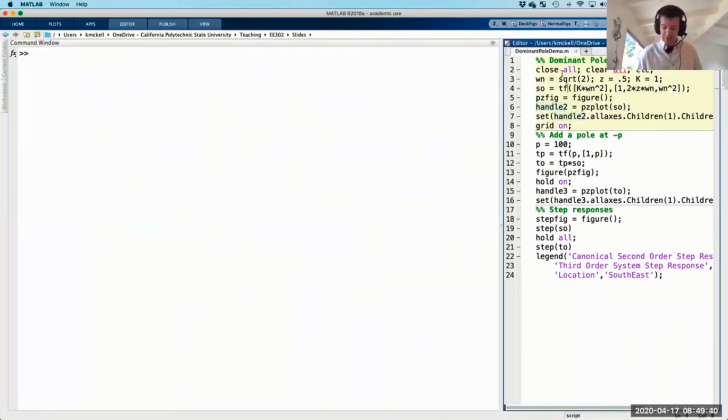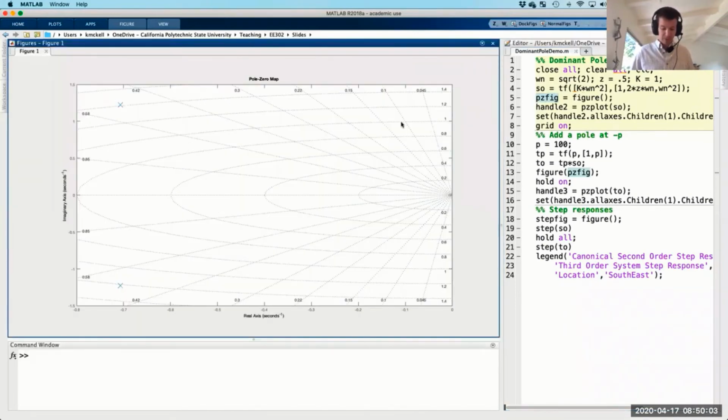So what I'm going to do is just pick a couple random values. I'm going to have a second order natural frequency of square root of 2 and a zeta of 0.5. Then I'm going to define the second order system from the previous page in terms of those quantities. If I execute that block, okay, so here's the second order poles that I showed before.